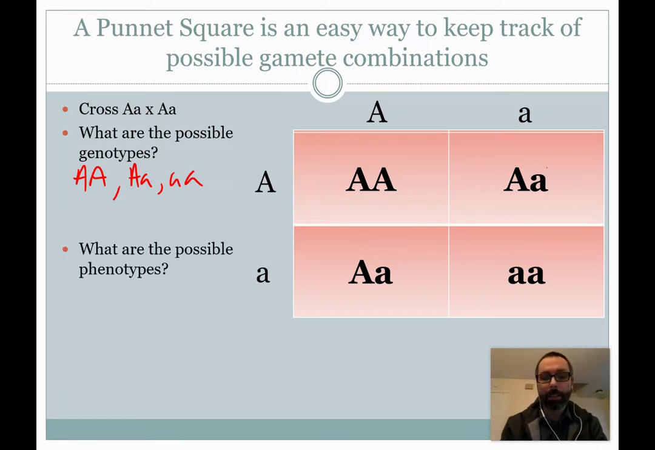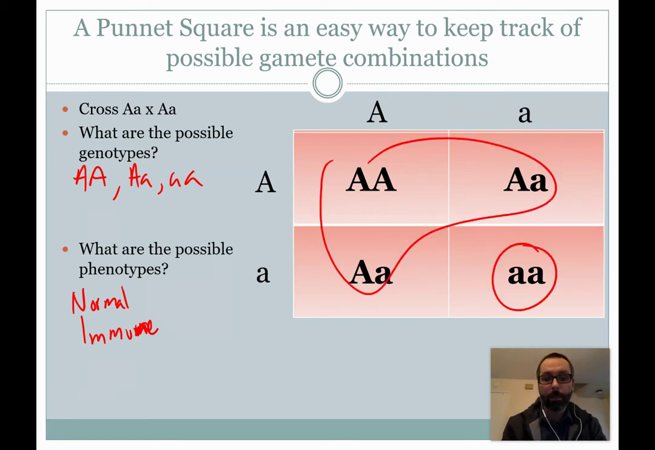Then it might ask you things like, what are the possible phenotypes? Now, again, you have to know what a phenotype is. A phenotype is the physical description, the real life, observable description of the offspring. And so there are two possible phenotypes in this case. Some of them will be normal, and some of them will be immune. Oops, that's not how you spell immune. That's an N. Normal, immune.